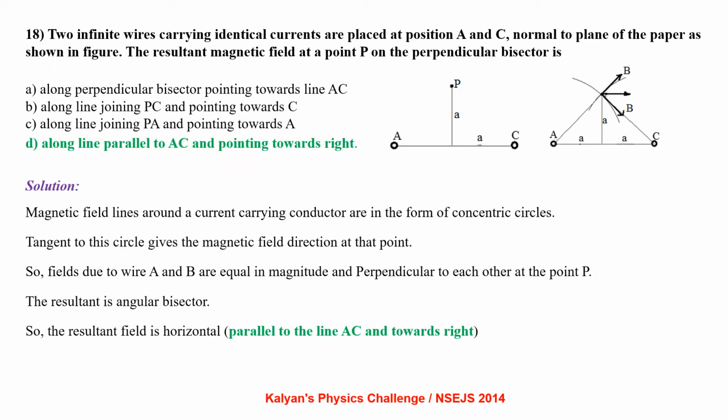Two infinite wires carrying identical currents are placed at positions A and C normal to the plane of the paper as shown in the figure. The resultant magnetic field at point P on the perpendicular bisector is? Magnetic field lines around a current carrying conductor are in the form of concentric circles. Tangent to this circle gives the magnetic field direction at that point. So, fields due to wires A and C are equal in magnitude and perpendicular to each other at point P. The resultant is along the angular bisector, so the resultant field is horizontal, that is parallel to the line AC and is directed towards the right.